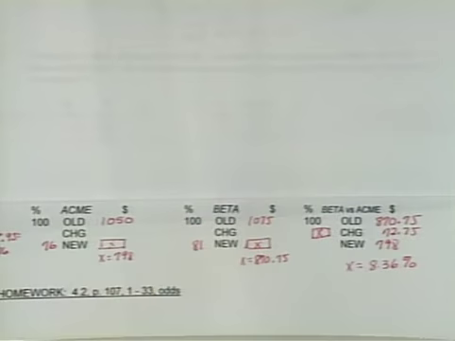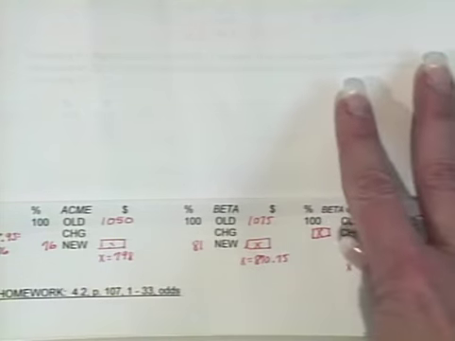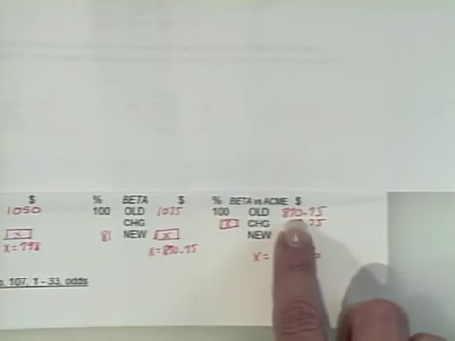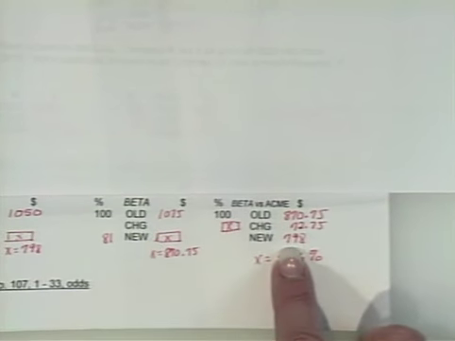Both companies have offered discounts. We would rather do business with Beta, but their price is higher. So when we do the comparison of the two, Beta versus Acme, we're going to say we're at $870.75. I need you to come down to $798.